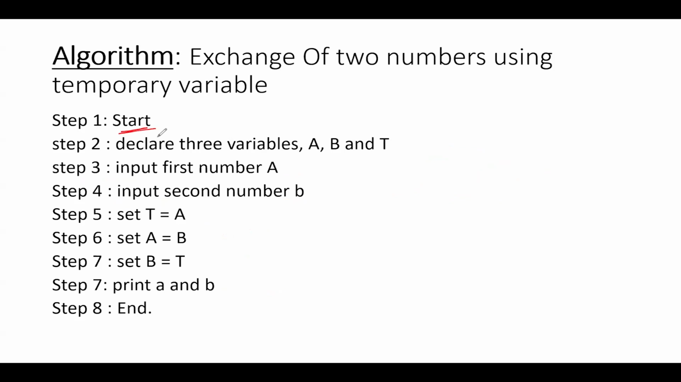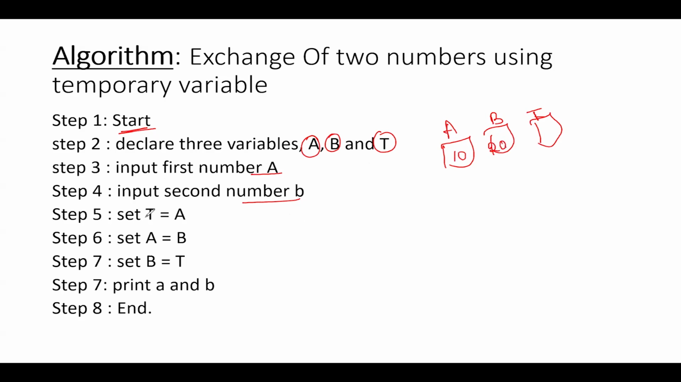So I will start. Then I will declare the three variables A, B, and T. You can give any name to that. Then we will take the input of the first number A, then we'll take the input of the second number B. So I will declare the variables A, B, and temp. Then I am taking the input values.